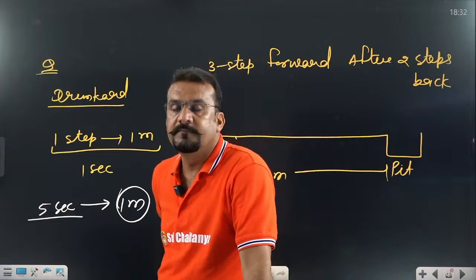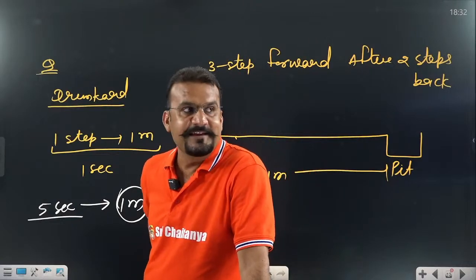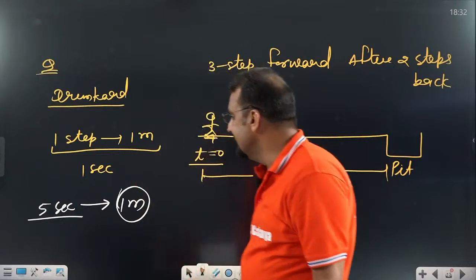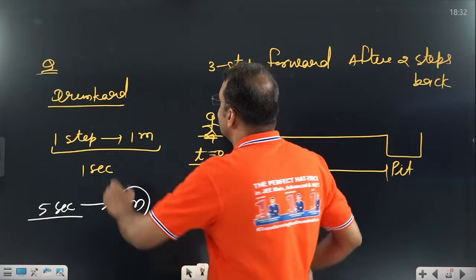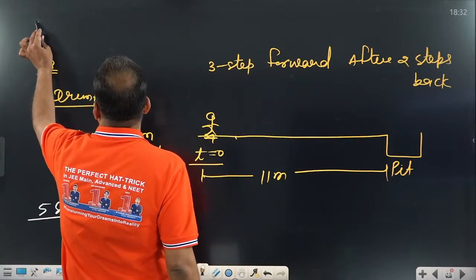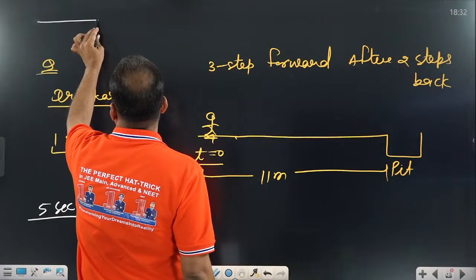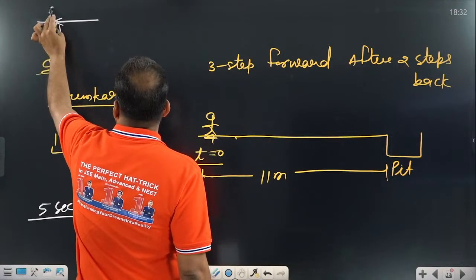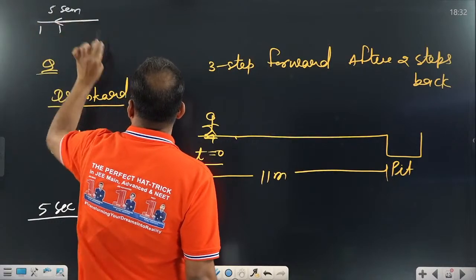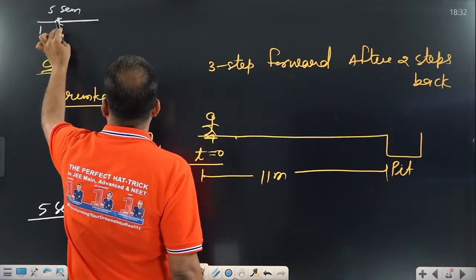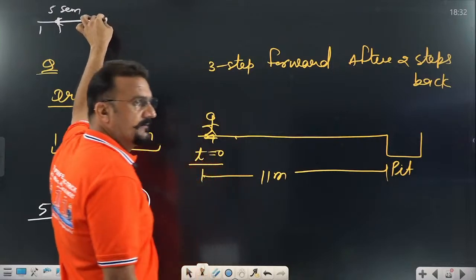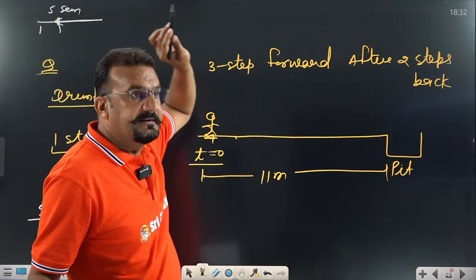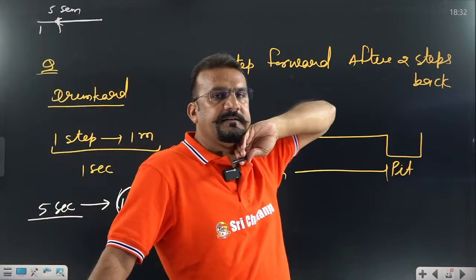That is okay, sir. But take it like reasoning only. What is going to happen in the first 5 seconds? Okay, let us do that. In the first 5 seconds, 3 steps forward, then 2 steps backward. That means 1 meter in the first 5 seconds. After that again 3 steps forward, 2 steps backward. In 10 seconds, how much? 2 meter, yes or no?